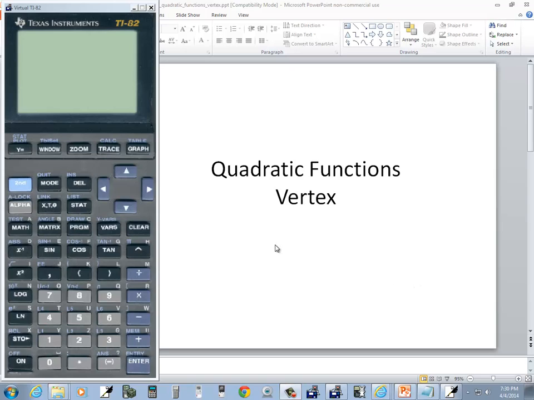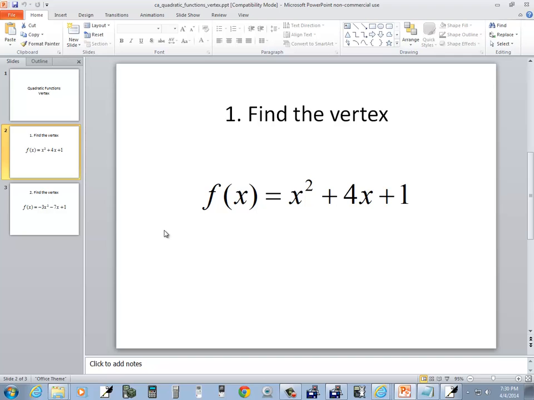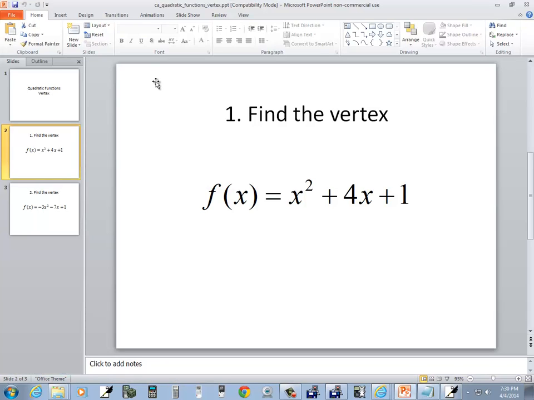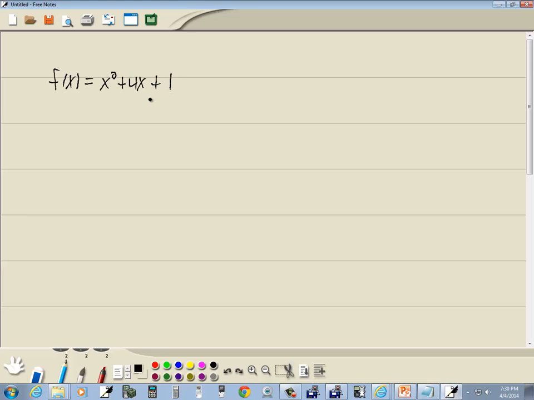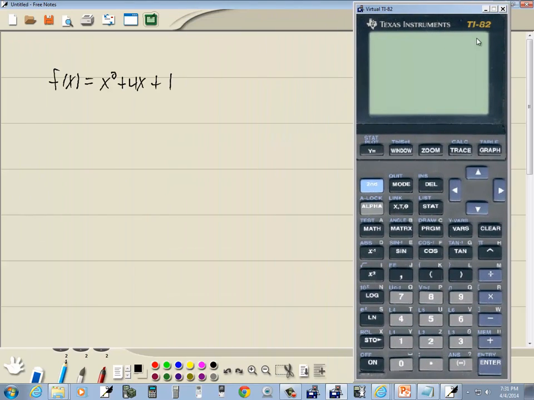Let's take a look at finding a vertex on a quadratic function. Take a look at the first problem here. We've got f of x is equal to x squared plus 4x plus 1. Now you have to remember that a vertex is a min or max. Let me go ahead and graph this and see what it looks like.